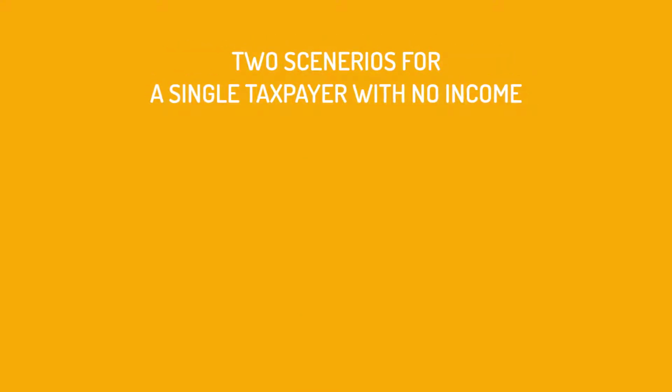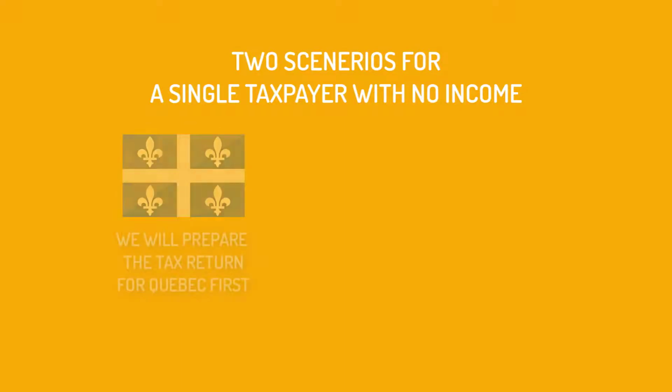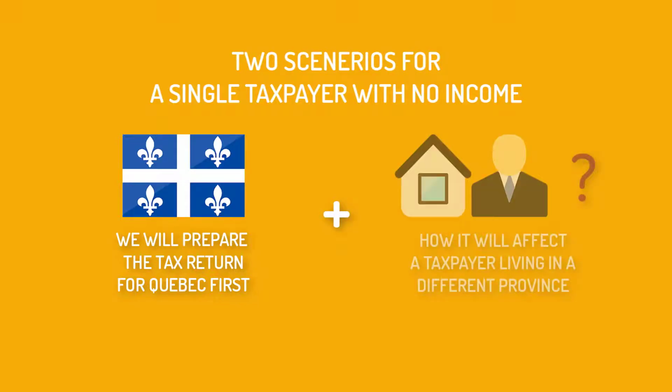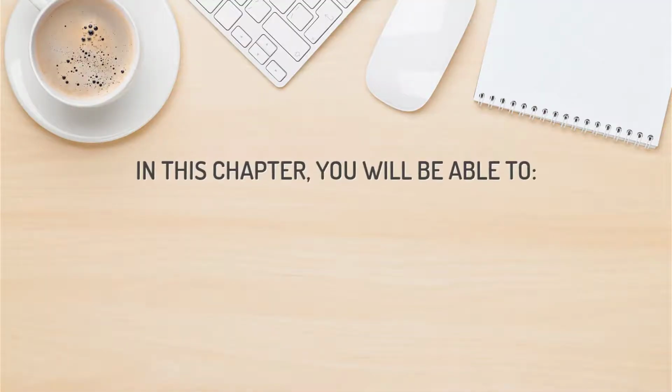In this chapter, we're going to look at two scenarios of doing a tax return for a single taxpayer with no income. The first scenario, we'll prepare the tax return for the province of Quebec. Then we will look at how, when using the same information, it would affect the taxpayer if living in a different province.